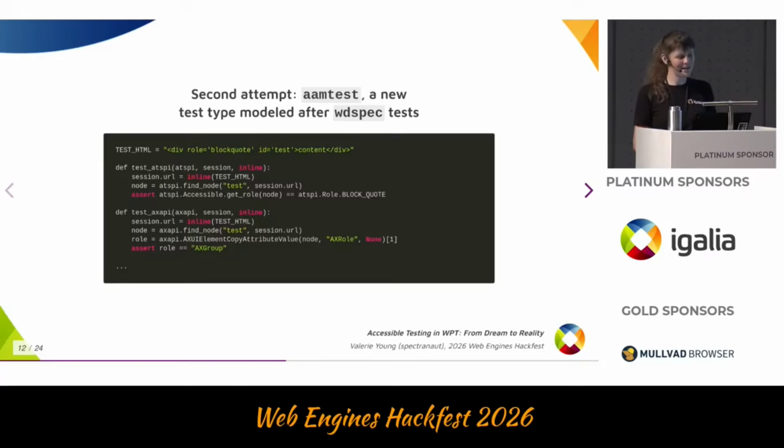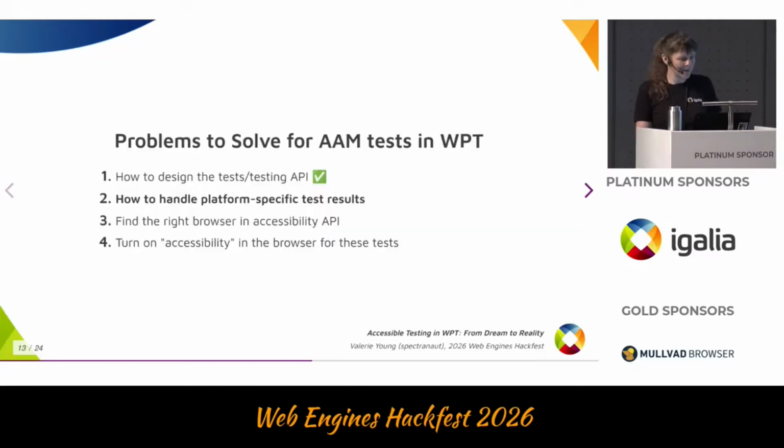Every test file has some markup that we're testing the mappings of, and then there's a subtest for each accessibility API that will run only on the appropriate operating system. So that's great. We solved problem number one. And next is how to handle platform-specific test results. Part of it was in the design of the tests, having a test for each platform that only runs when necessary by the harness.